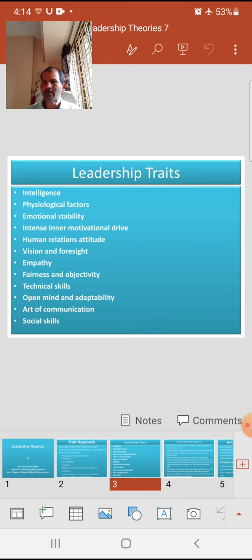Another trait is open mind and adaptability. Flexibility or open-mindedness is a quality which makes a leader more identified with the group. He should not be critical of others. He must accommodate the viewpoints of others and should be willing to modify his decisions on the basis of that.